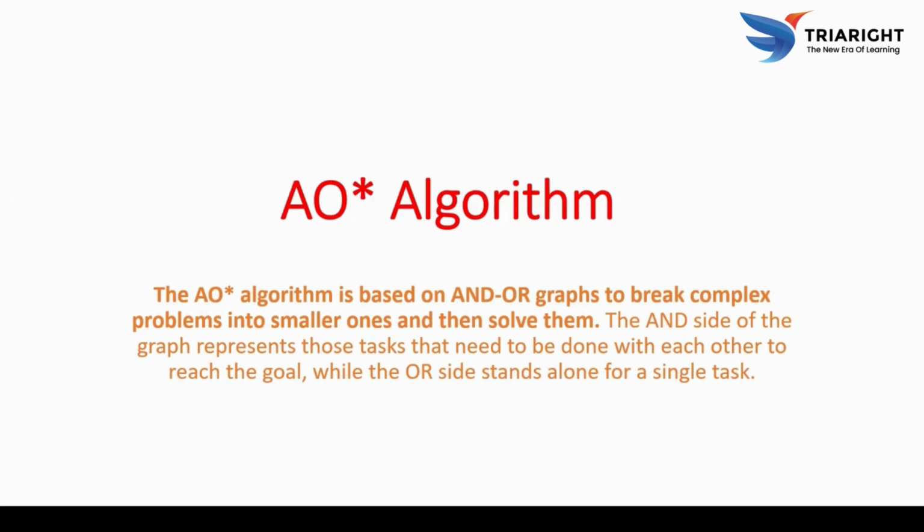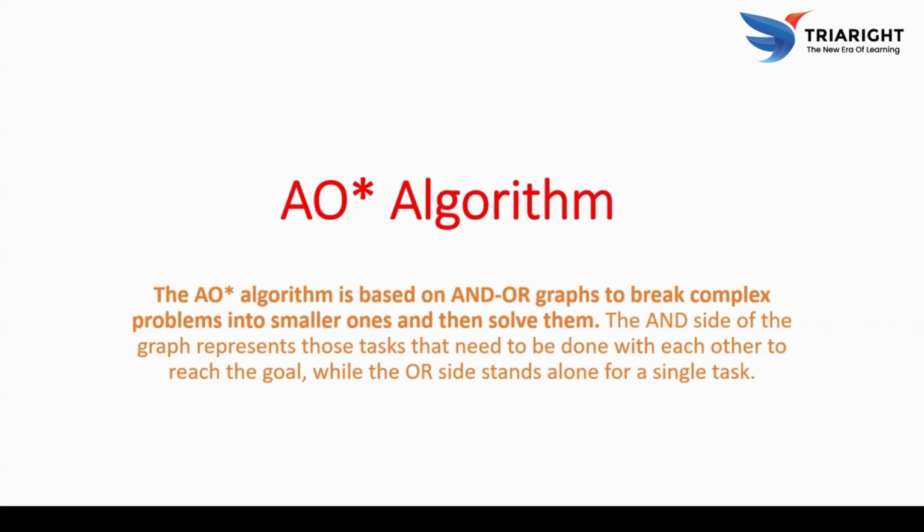AO-star follows the least cost path through the AND-OR graph. It uses backtracking if needed to explore better plans and better paths, and repeats until it finds a solution or cannot find one. AO-star updates costs backward from the leaf to the root. The dynamic programming feature helps avoid recomputation and handles graph loops.